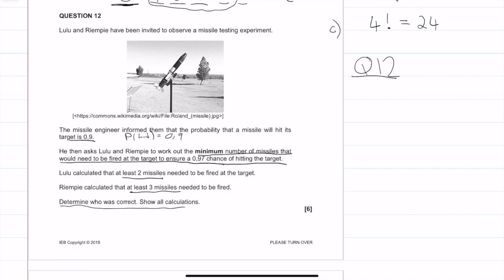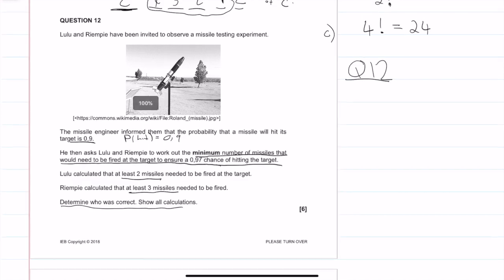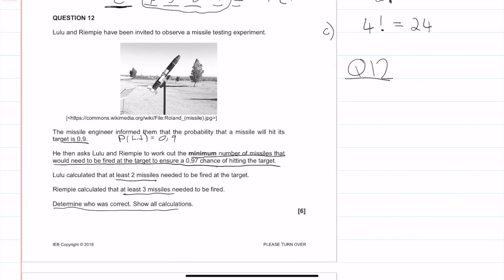Okay, so to do this question, there are a number of ways to do it. I'm going to go with what I believe is the easiest way. What we start off with is working out the probability that all of them will miss. The probability of hitting is 0.9, and remember these are independent of each other, so if we drew a tree diagram, it would be hit, miss, and all of these would be 0.9, so it's to the power of n.